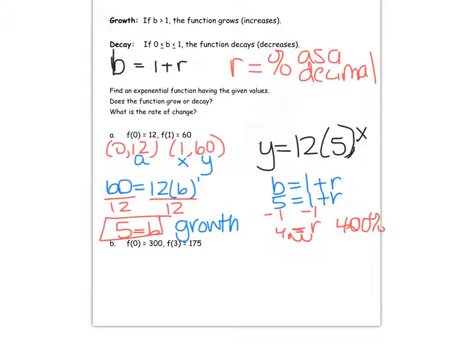Okay, and one more example. If f of 0 is 300, then a is my 300. And then if f of 3 is 175, that means 3 is my x, and 175 is my y, I can write my equation. Well, I can find b, so I can write my equation. So plugging in, we have 175 equals 300 times b to the third. Okay, so we'll divide by 300, which is 0.583 repeating.